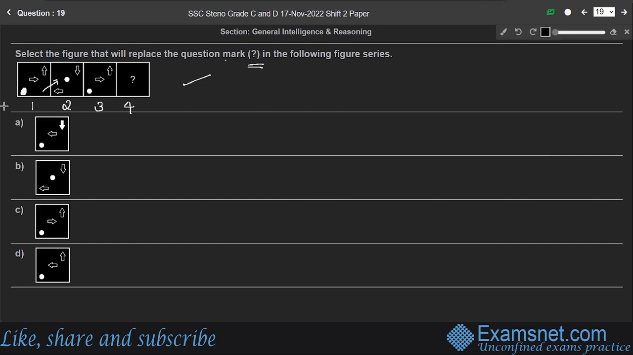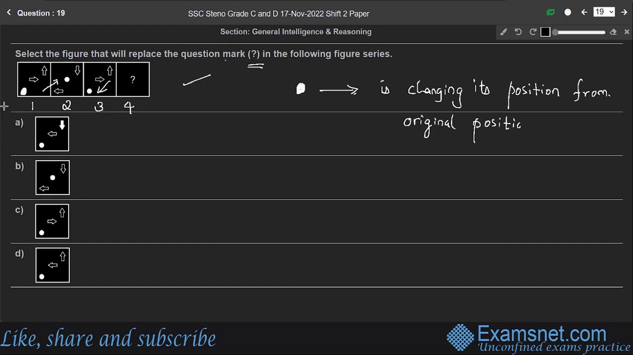In the center, it has moved towards the center. Then again, it has come back to its original position. Therefore, in the fourth figure, the position of the dot should be at the center. So the dot is changing its position from the original position to the center, and again it comes back. Therefore, in the fourth figure, its position should be at the center.